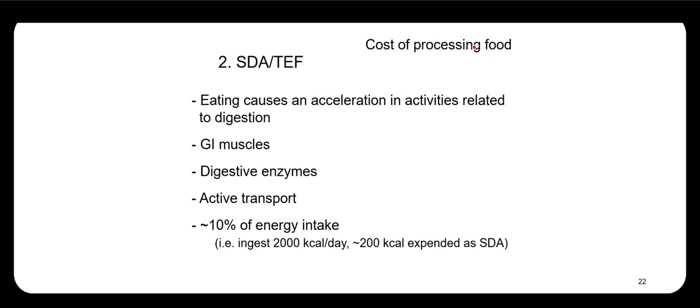Okay, your cost of processing food. Let's revisit it for a minute. The activities related to digestion need energy to be able to do that. GI muscles make enzymes, transport everything through your digestive tract. Like we said, it's estimated to be roughly 10% of your energy intake. If we're assuming your energy intake is 2,000 food calories per day, or 2,000 kilocalories, real science calories, kilocalories per day, then that makes our specific dynamic action or thermal effect of the food around 200.